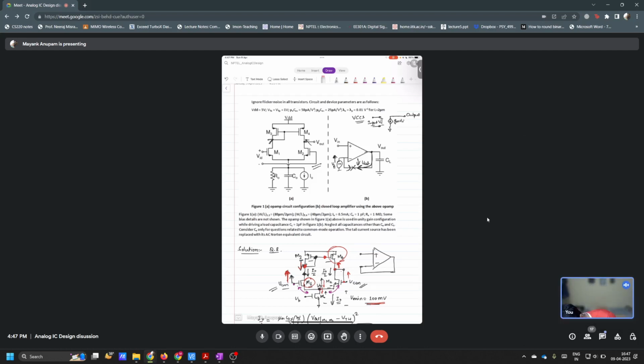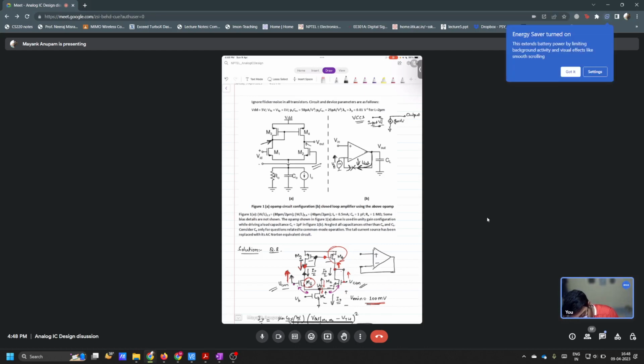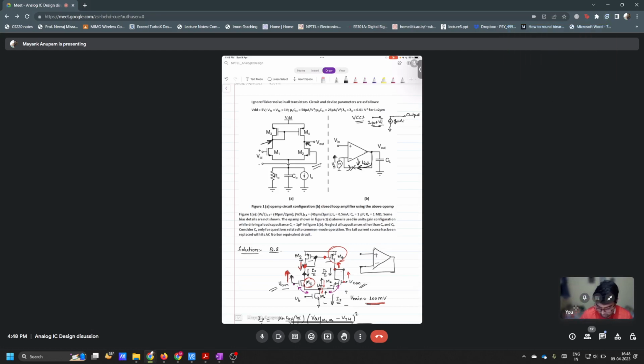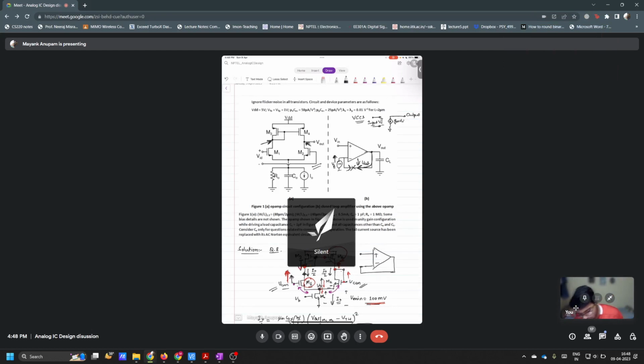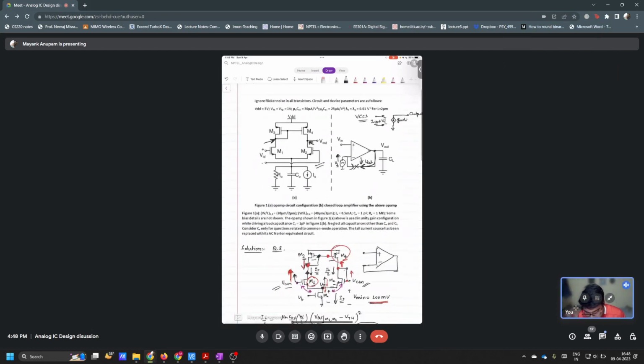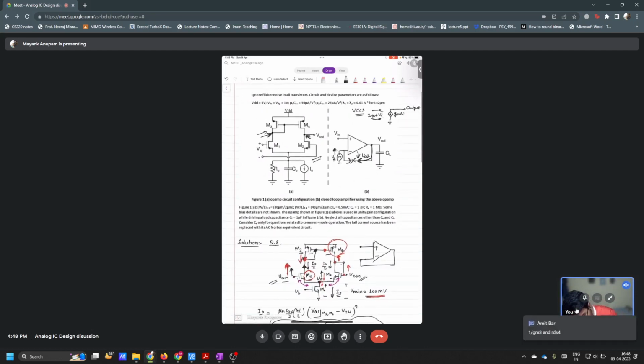That is one point. Other thing: can you say what happens to the output resistance at this point, and what is the difference between the output resistance at these two points? At M3 the output resistance will be 1 over gm3, and at M4 it will be 1 over gds4, in saturation. Correct. So clearly the output resistance at M3 will be much smaller compared to the output resistance at M4.